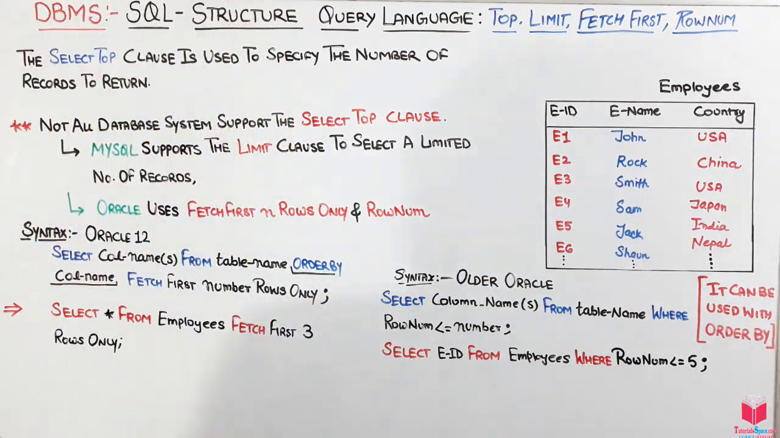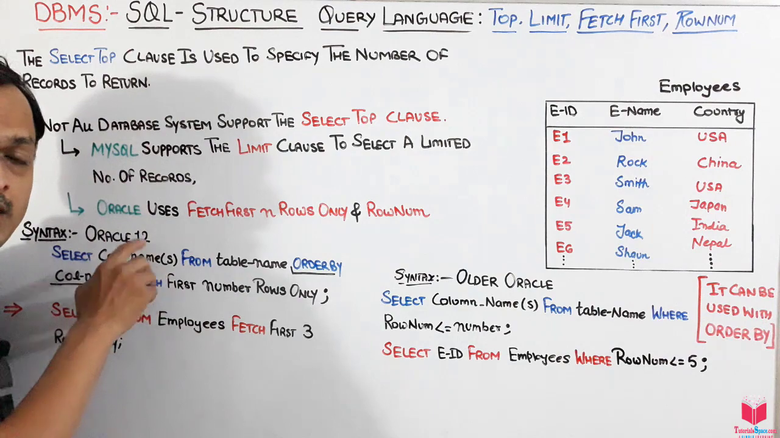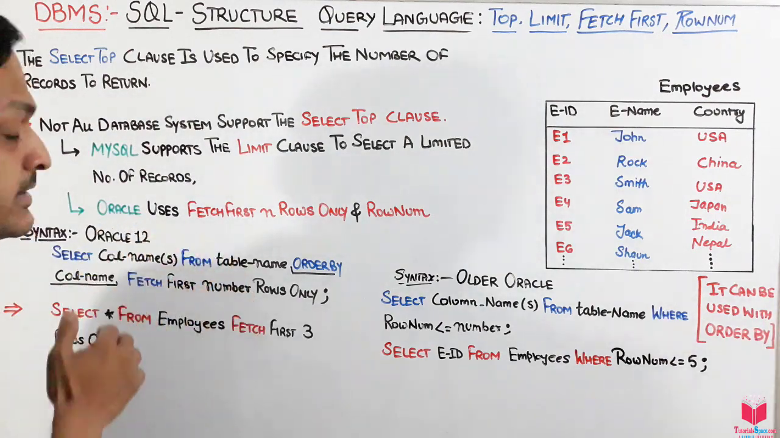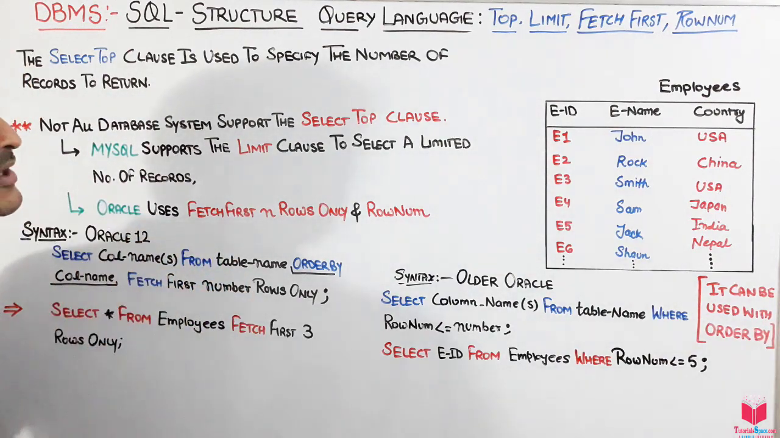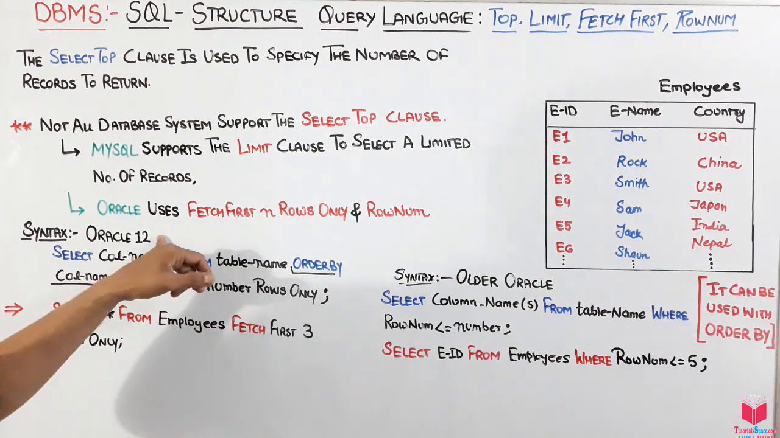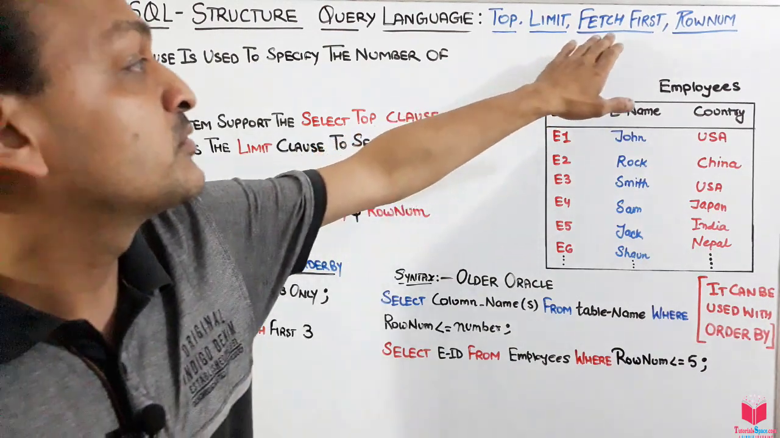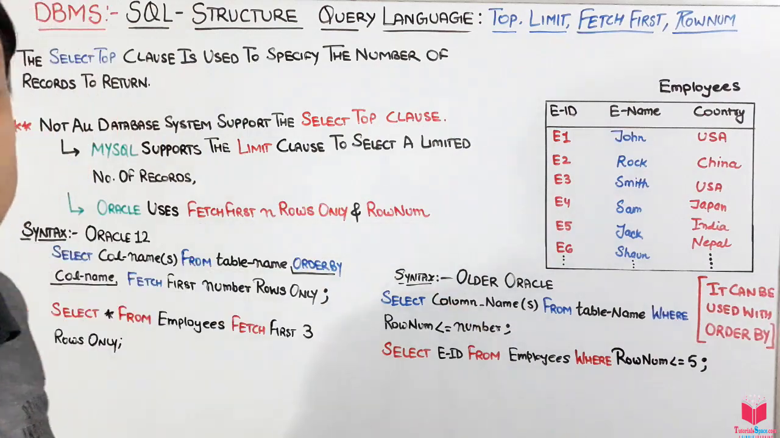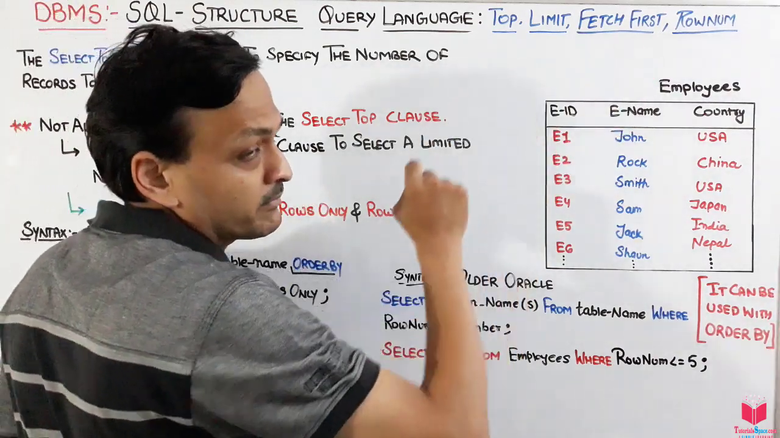See, there is a syntax for FETCH FIRST, but it is supported only in Oracle 12 or the newer versions after that. So if you are using Oracle 12 or a newer version, then you have to use FETCH FIRST. For the older versions you have to use ROWNUM.